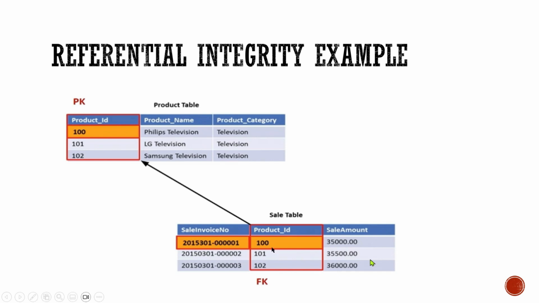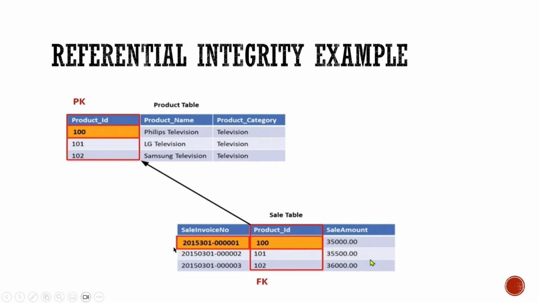Tomorrow again I come and buy the same product ID, 100. It will generate another sales invoice number, but the product ID is the same. On the third day I buy the same product again, it will generate another sales invoice number and again the product ID is the same. So duplicates are allowed in the foreign key, but in the main table it is not allowed. Every time it is generating a new record, so this will be the primary key in this table.